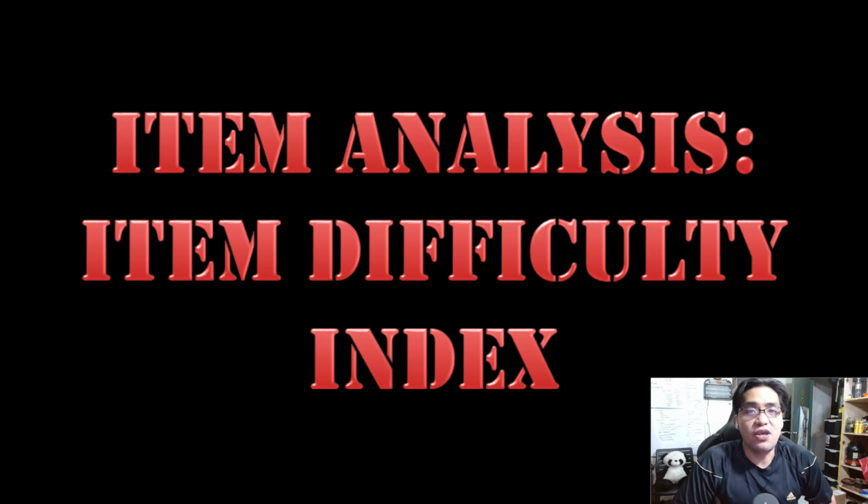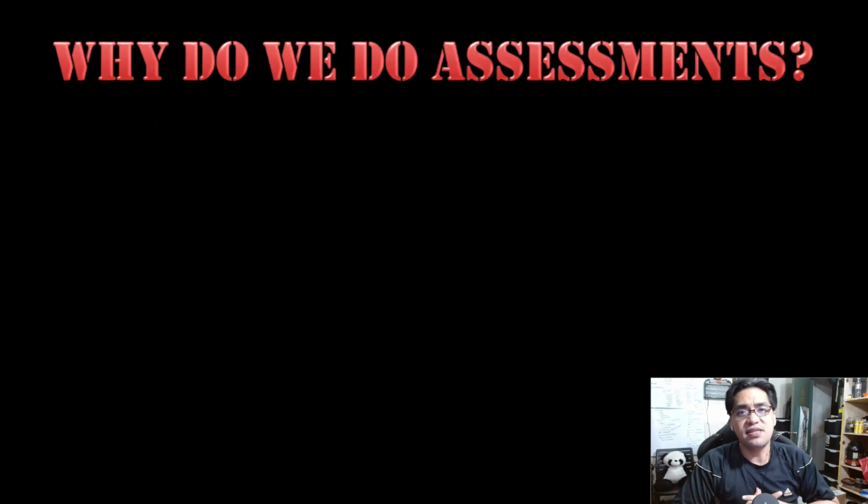By the way, this is the second video in this channel's series on Item Analysis Explained. The previous video already tackled the Item Difficulty Index. If you haven't watched that video yet, I invite you to watch it first before proceeding with this video. The link to that video can be found in the description down below. Now, we'll talk about the Item Discrimination Index.